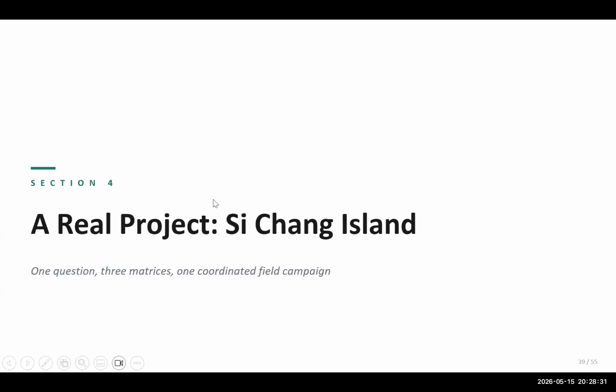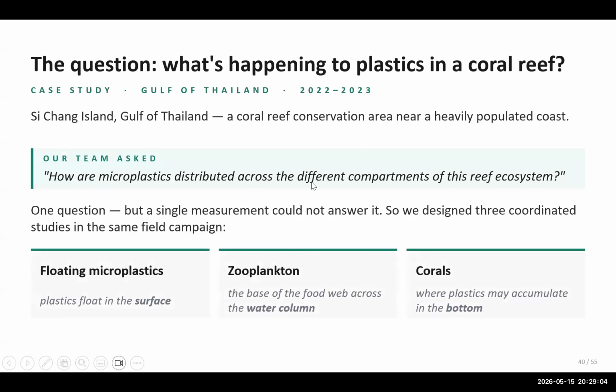So now I will give you a real example of our project in Thailand. A real monitoring project for microplastics. We have one question and 3 matrices: water, zooplankton, and corals. We did a coordinated field sampling campaign in Sichang Island. Sichang Island is a very popular island near Bangkok, maybe a few hours from Bangkok, in the Gulf of Thailand.